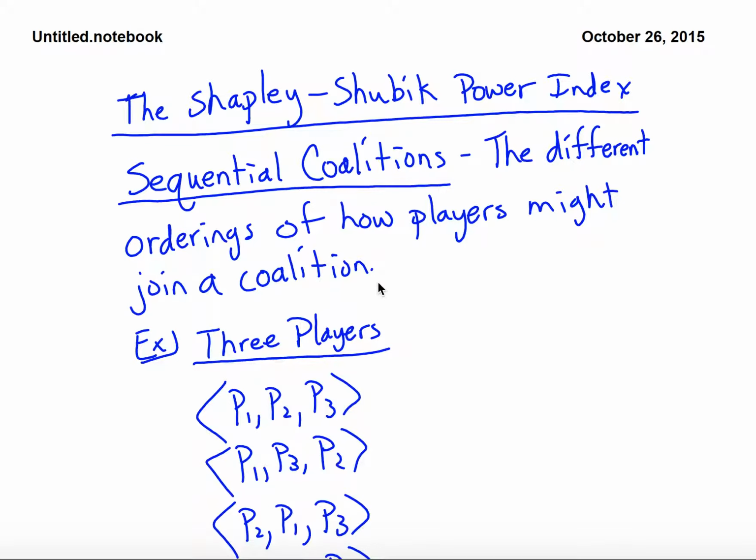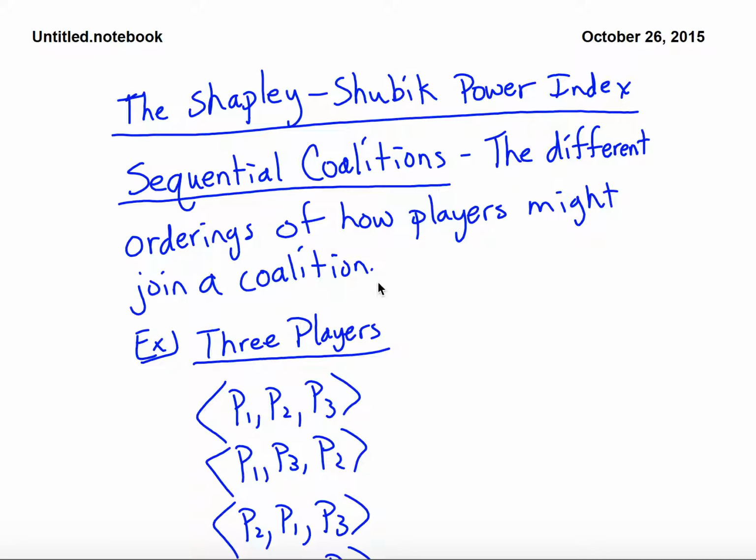Another power index is the Shapley-Shubik power index. This one looks at coalitions also, but instead of worrying about people joining, they actually consider sequential coalitions. So they actually consider every player being in the coalition together. That's not really what happens in reality, but this is how they figure out their power.